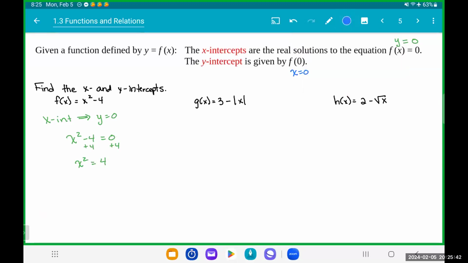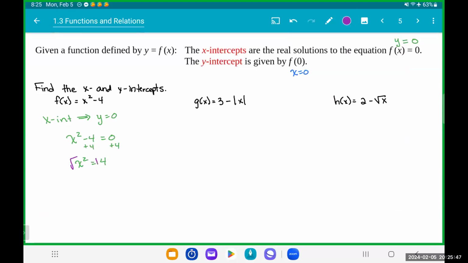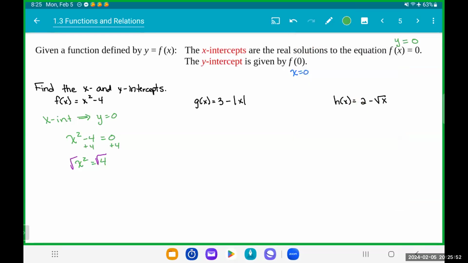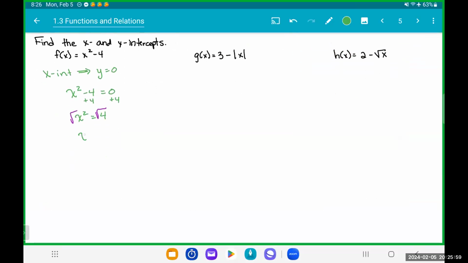I don't want to use blue because I'm using that for the other. Let's take the square root of both sides. Anytime you take the square root of a number, both the positive and the negative are true. So this would be x is equal to positive and negative 2, right? Think about that. Positive 2 times positive 2 is positive 4. Negative 2 times negative 2 is positive 4, right? Both of those make that statement correct.